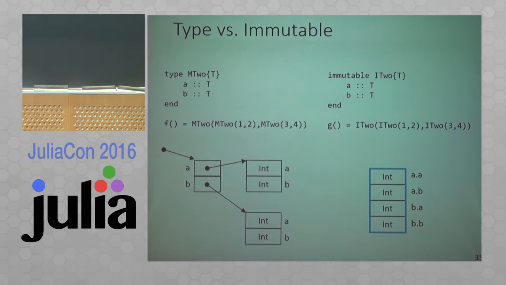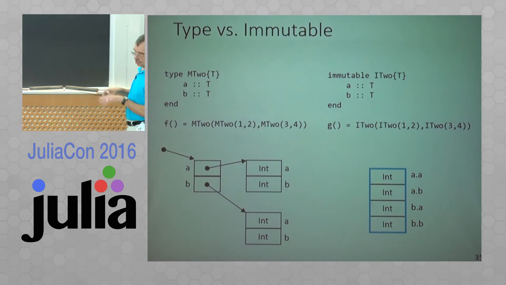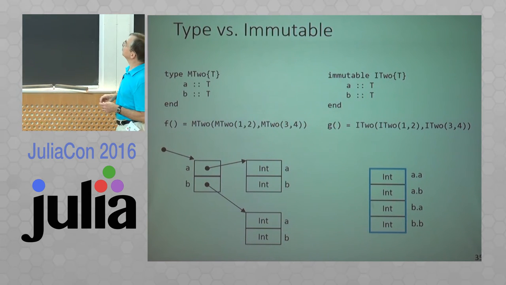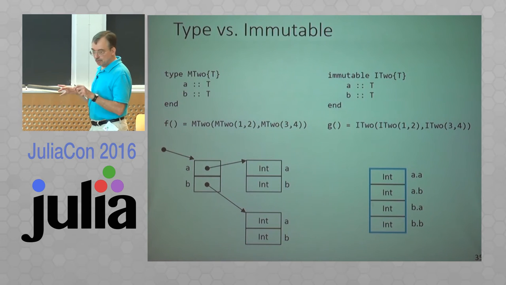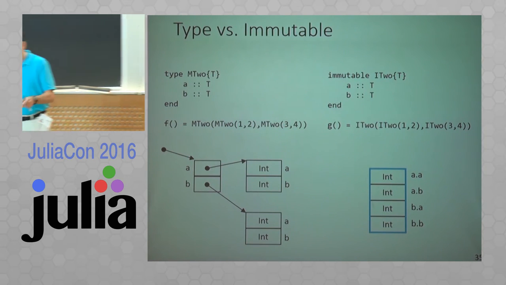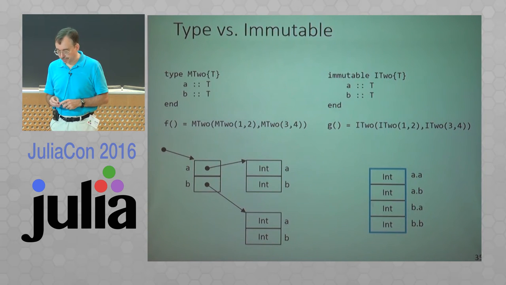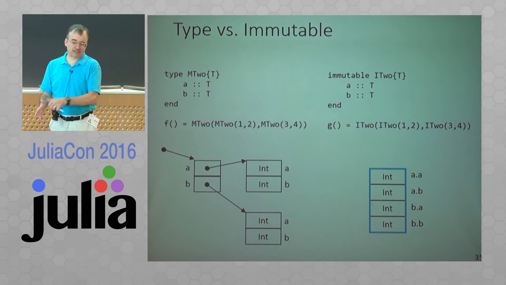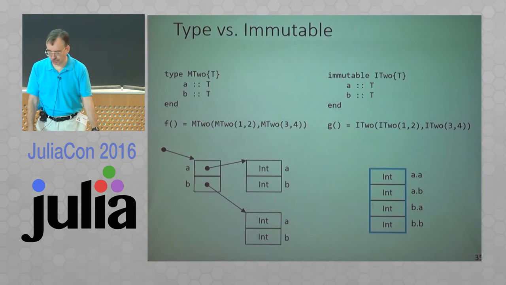And here's an example, two levels deep, this i2. Because it's immutable, the compiler can lay everything out in line. And so I end up with this blob of bits. And the compiler is free to copy that blob of bits anytime it wants to.